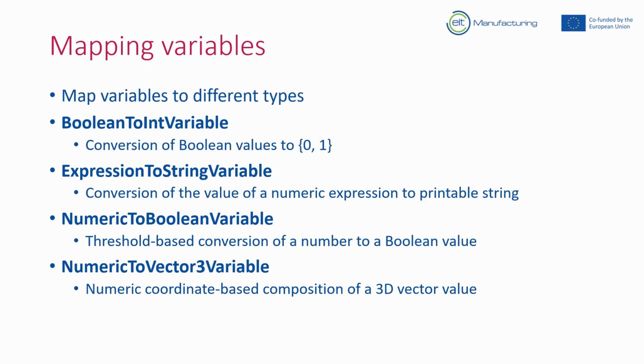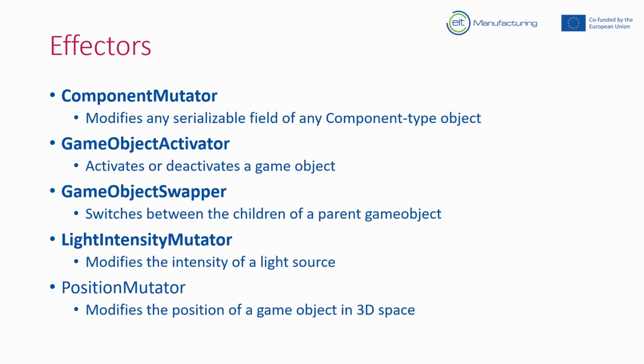Numeric to Boolean variable, threshold-based conversion of a number to a Boolean value. Numeric to vector 3 variable, numeric coordinate-based composition of a 3D vector value. The VLab SDK provides the following effectors.